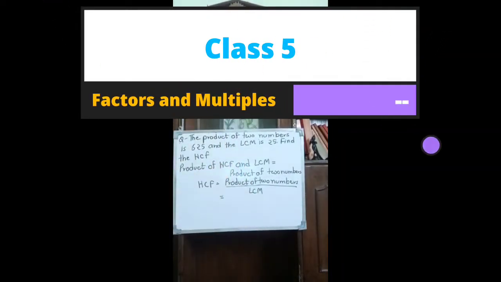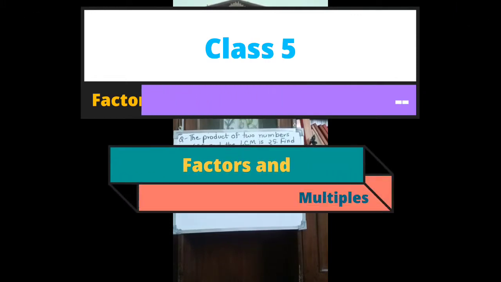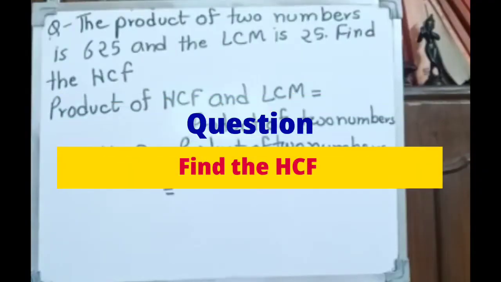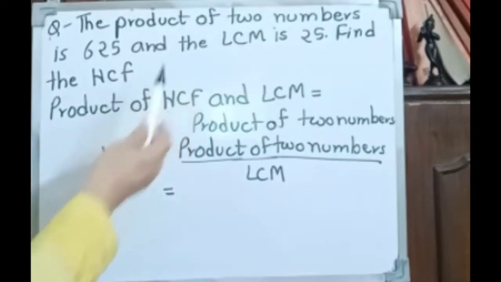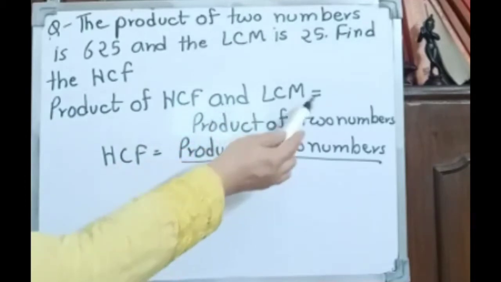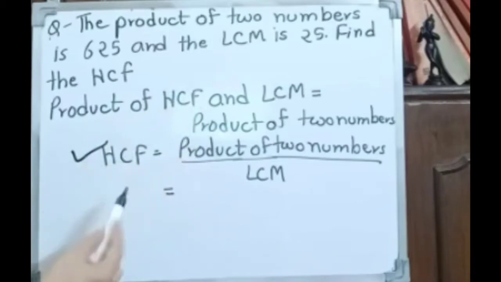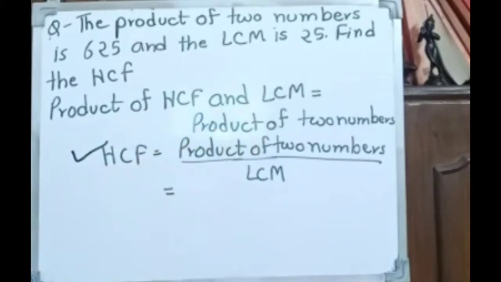Here are a few questions related to HCF and LCM. The question is: the product of two numbers is 625 and the LCM is 25. Find the HCF. Now you all know very well how to take out HCF and LCM. The product of HCF and LCM is equal to the product of the two numbers. This is always the case.